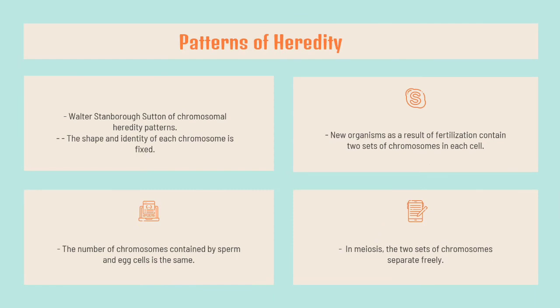Patterns of heredity. Walter Sutton's chromosomal heredity pattern. The shape and identity of each chromosome is fixed. The number of chromosomes contained in sperm and egg cells is the same. New organisms, as a result of fertilization, contain two sets of chromosomes in each cell. In meiosis, the two sets of chromosomes separate freely.